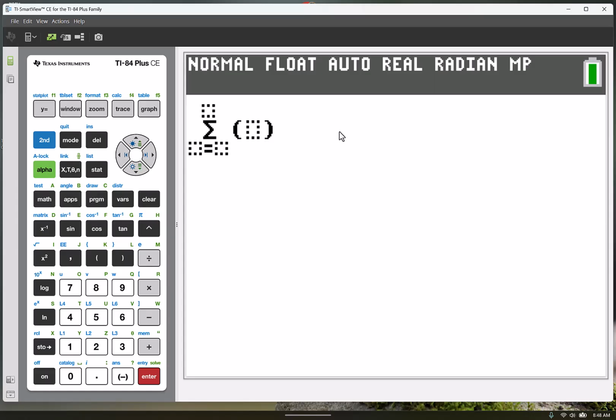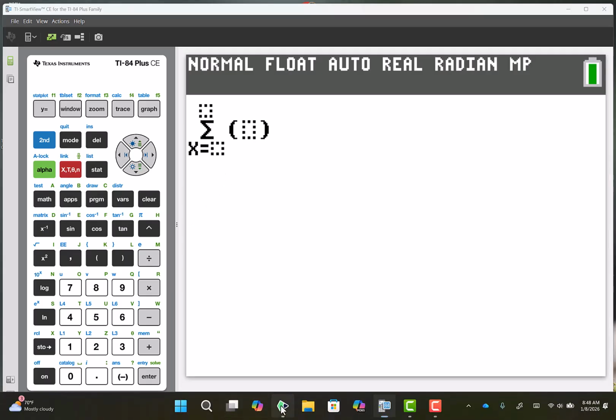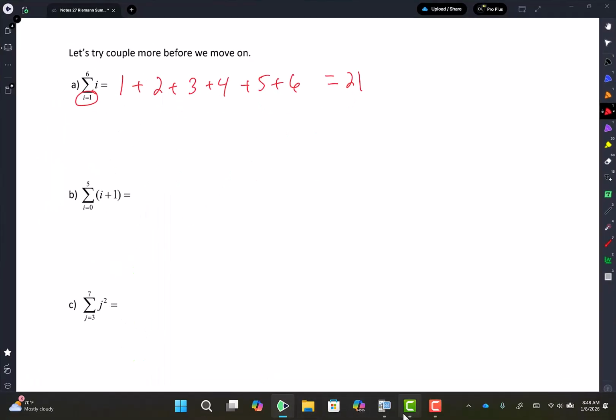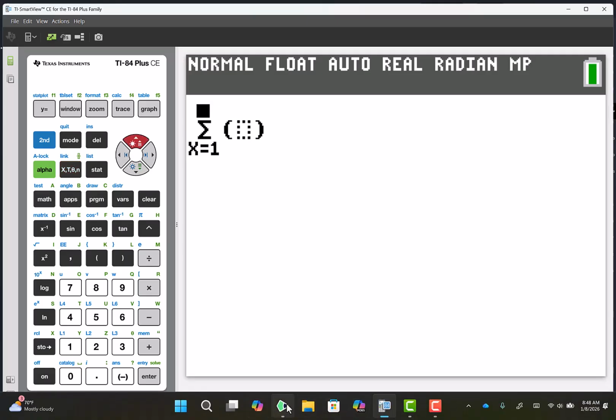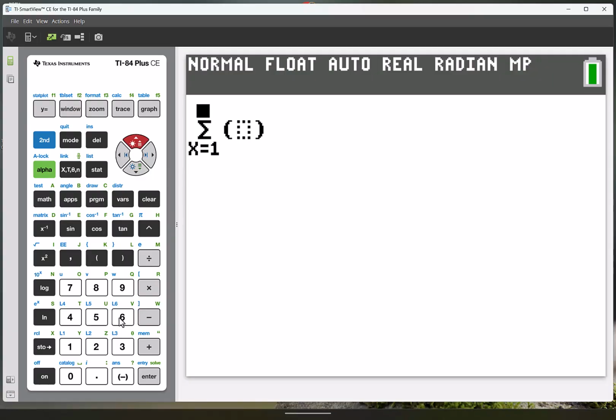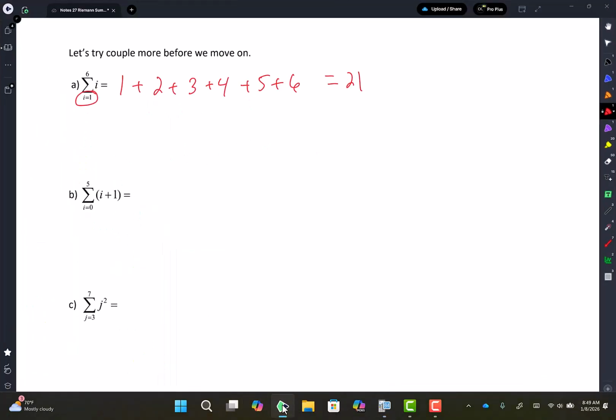Let me know if you don't. So I can use any letter here, but to make it simple, just push X. And then where do I want to start at? This one starts at 1. So I'm going to put 1. And then I'm going to stop at what number? 6. And then I'm going to come up here, and instead of writing the letter I, I'm going to put whatever letter I use.